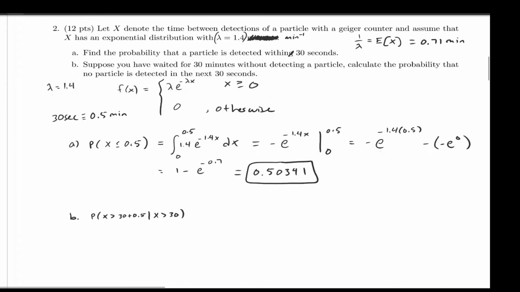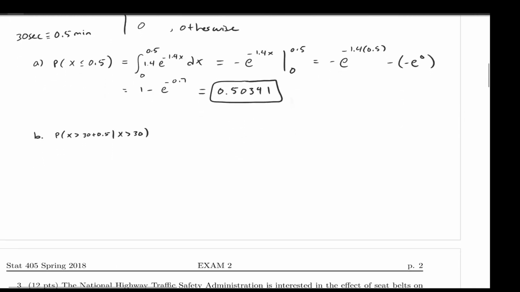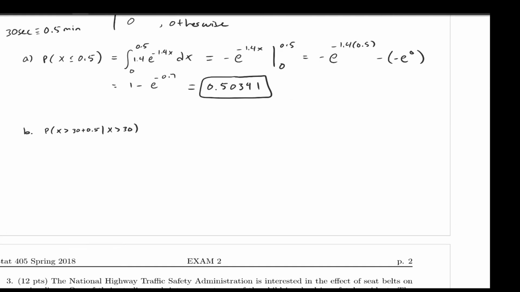Now, the second part says, suppose you have waited for 30 minutes without detecting a particle. Calculate the probability that no particle is detected in the next 30 seconds. Now, memoryless property says it doesn't matter how long you've waited. The probability is not going to change if you've waited 30 minutes or an hour. The probability of not detecting a particle in the next 0.5 minutes is the same.